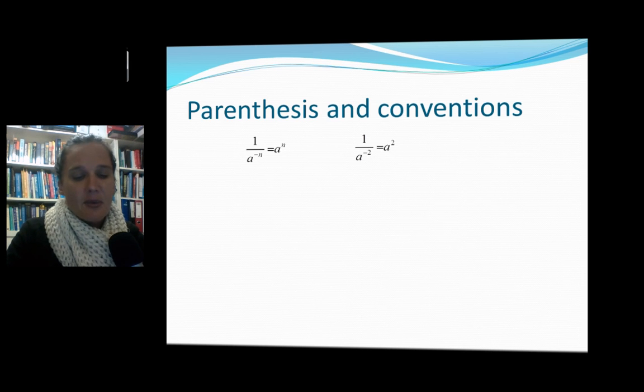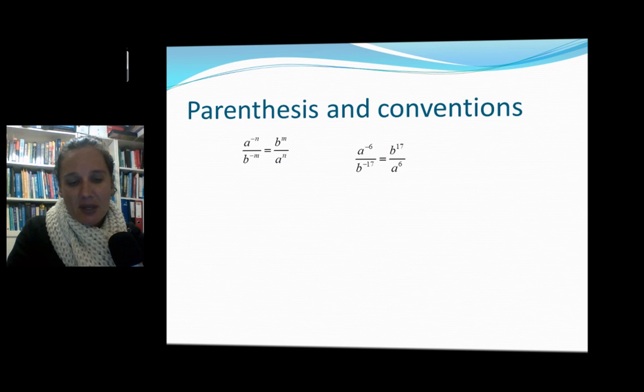So our next example is just working from our fraction with a negative index. It just means that we can move it to a positive index and we move it to the top of our fraction. So a to the n on 1, which is equal to a to the power of n. So 1 on a to the power of negative 2 is the same as a squared.